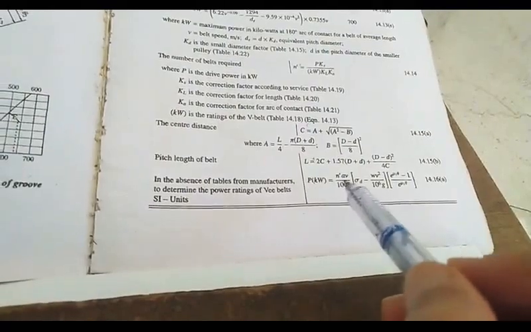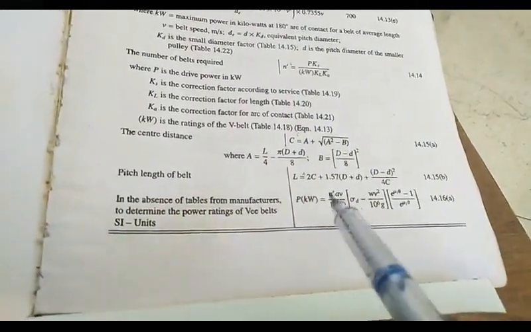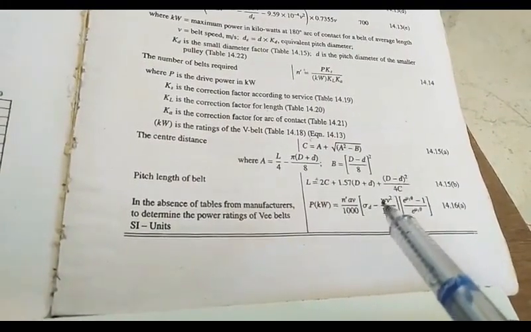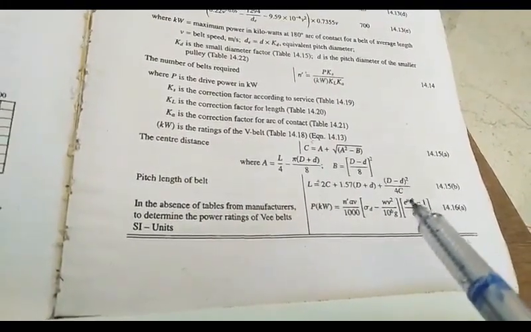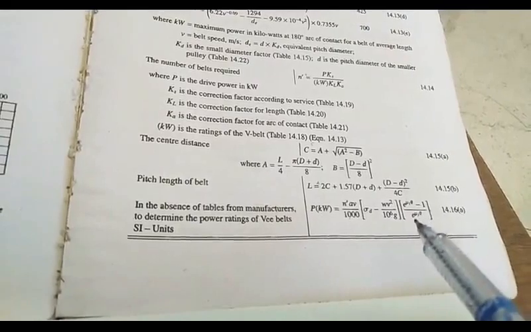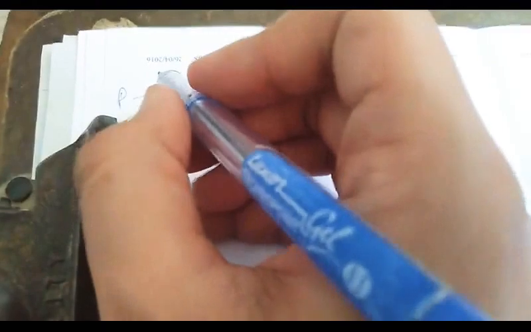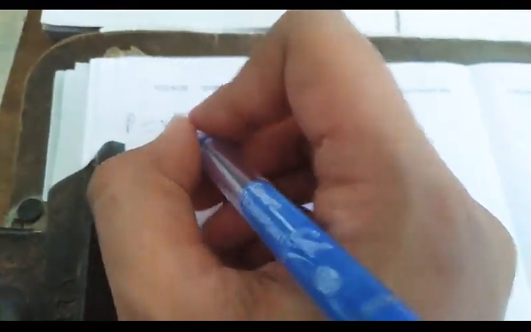There is one formula here for power. For power, the formula is n dash A V by 1000 into sigma d minus W V square by 10 power 6, into e power mu 1 theta minus 1 by e power mu 1 theta. So we shall take this formula and find the value of the number of belts. I'll write the formula here. Power P is equal to n dash A V by 1000.